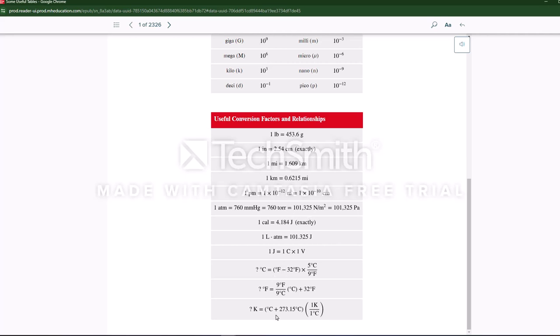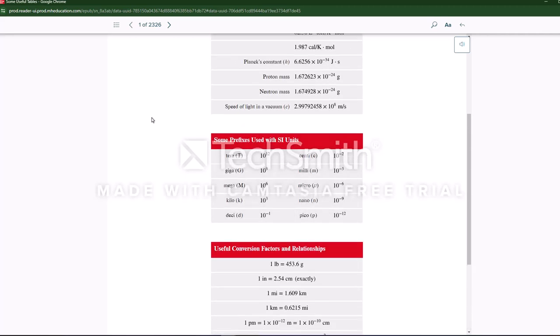Also, as you memorize these temperature conversions, you're going to have some problems dealing with temperature conversions. We'll talk a little bit about this in class tomorrow, but it's important that you know how to convert temperature.